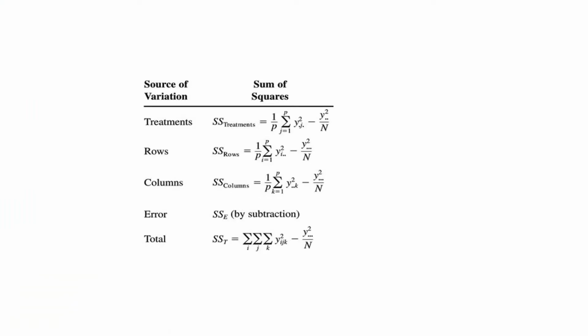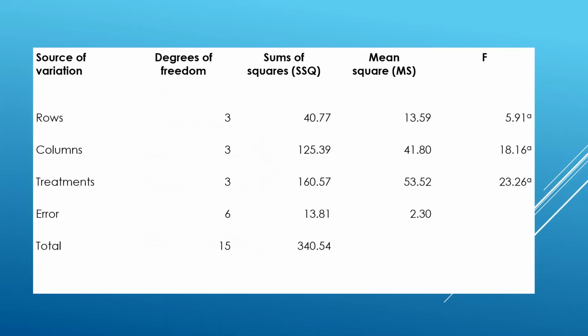So I'll show you an example of a 4x4 square that I figured out. For the degrees of freedom, you would have 3 for the rows, 3 for the columns, 3 for the treatments, and the error would be 6, and the total would be 15. When you're doing the sum of squares using the equations, you do the same thing as before. So the mean square would be the sum of squares divided by 3 for all of them, besides the error, which would be divided by 6, as you can see, and the F statistic is also found.